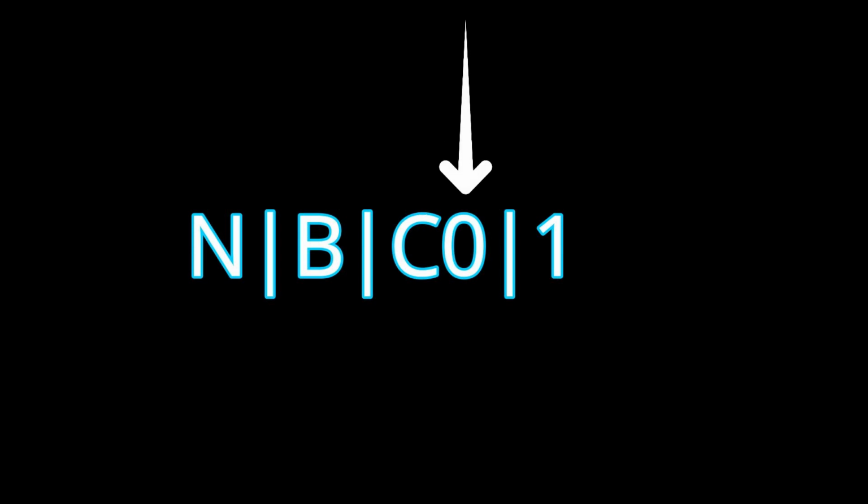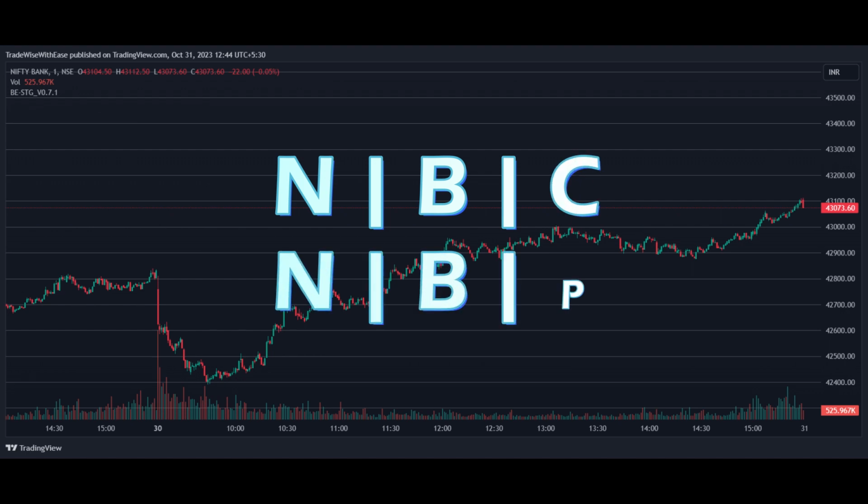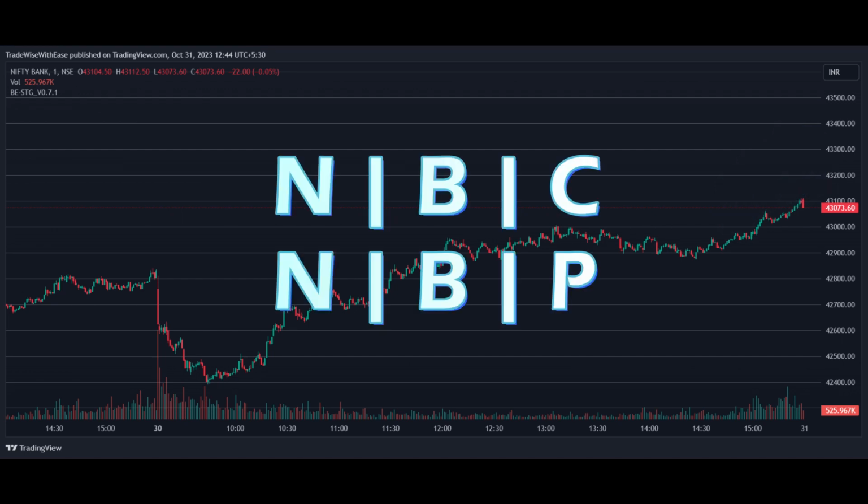Moving on to the next part of the syntax. This represents the strike price of the option contract. If you look at the chart, the current price of the Bank Nifty is at 43,073. If you wish to trade an ATM strike, irrespective of the call or put, which is 43,000, you will have to type 0. If you wish to trade any upper level strike price, let's say 43,200 or 43,300, you will have to type positive numbers.